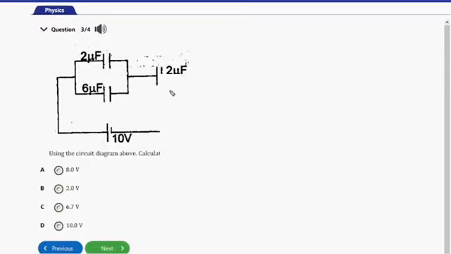So let's recall the formula that Q is equal to CV. So if Q is equal to CV, it means that V will be Q over C. So in that case, to find the voltage across this 2 microfarad capacitor in series here, we divide the 16 microcoulombs by 2 microfarads.